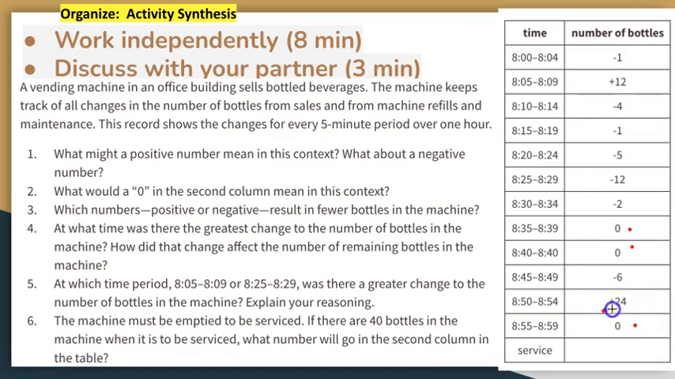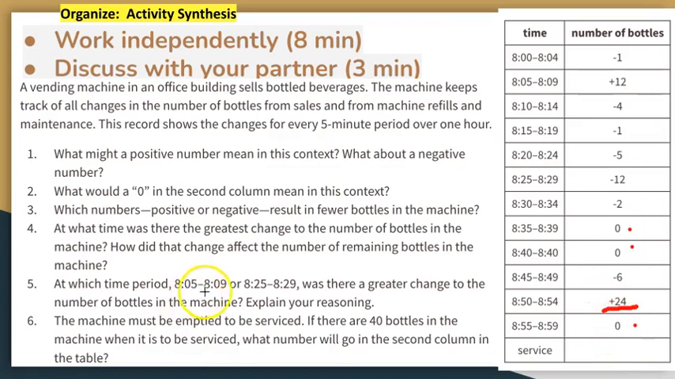Yeah, the greatest change at one time is from 8:50 to 8:54. Why? Because that was when 24 were added in. How did that affect the rest of the bottles in there? Well, it increased the number of bottles, right? And then from then until 9 o'clock, nothing happened. It didn't lose any of those bottles that got put in.